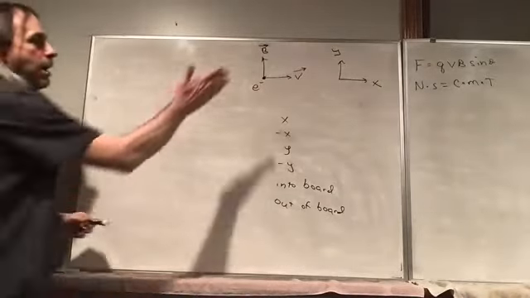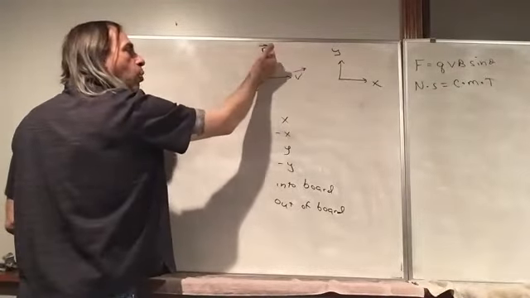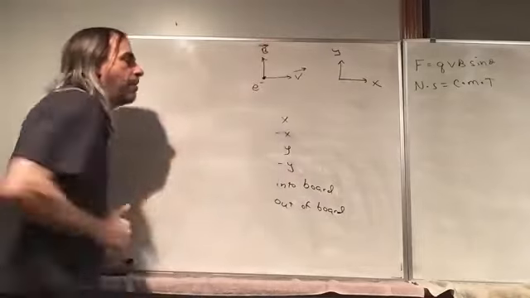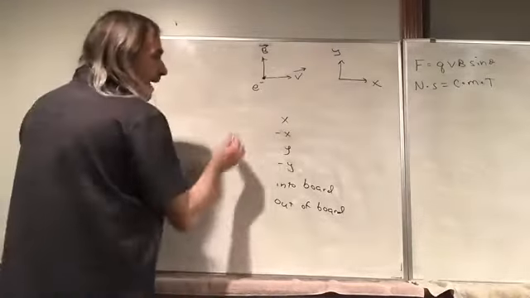So you do your fingers in direction of velocity, curl towards the magnetic field, thumb points out of the board, but because it's an electron, you have to reverse it. So it'd be into the board for a negative charge.